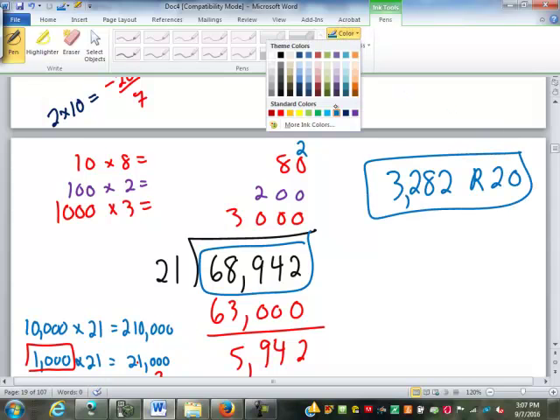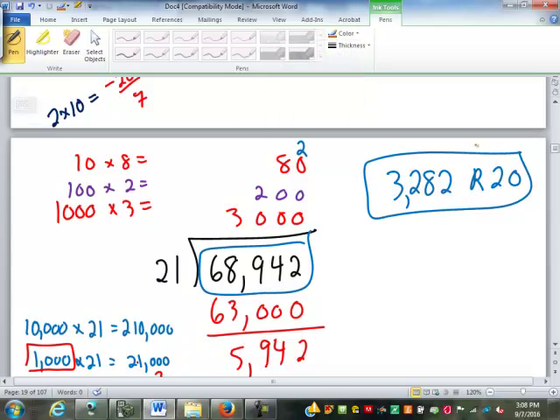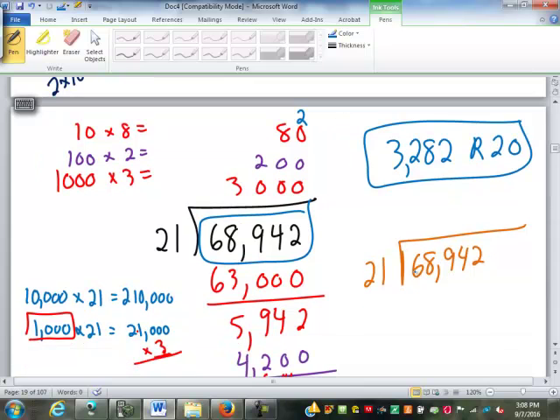Now you might be looking at that thinking, that looks absolutely nothing like the long division we were taught. And at the surface it doesn't look anything like it, but it's actually exactly what we were taught to do. Just abbreviated. I'll show you here quick. 68,942 divided by 21. Here's what we were taught. You look at the first digit here, 6. Can 21 go into 6? No, so you leave it blank up here. That's exactly what we did here.